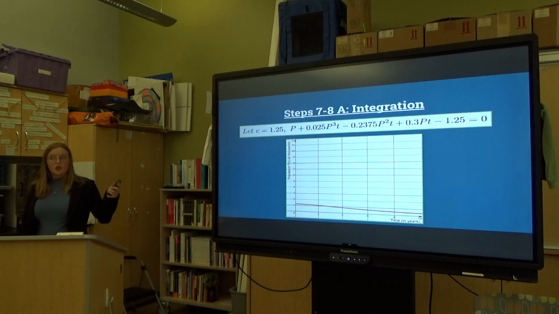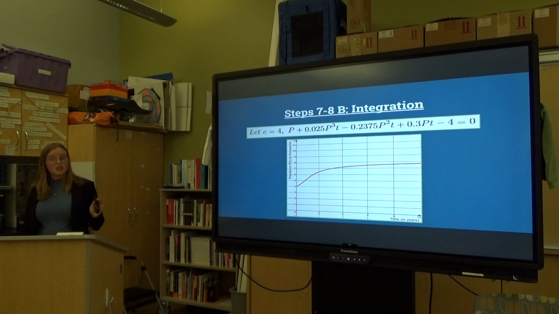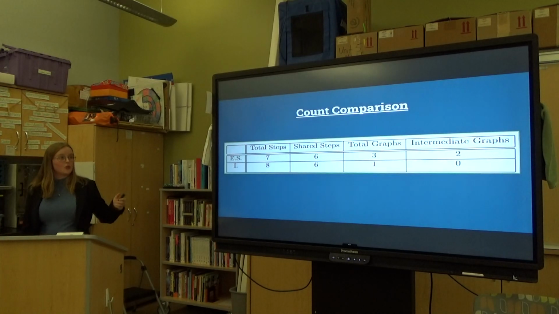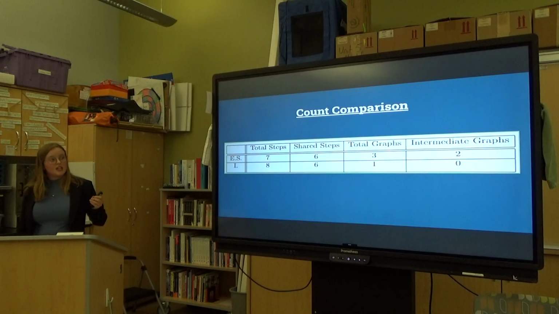Then you have to plug in your initial value. So you have your initial value of 1.5 again, and you can see it decreases back towards 0. And here you can see it increases up towards 8 with an initial value of 4. So overall, the counts for total steps and shared steps are fairly close, whereas the total graphs and intermediate graphs have a fairly similar, but different, proportionality of the numbers.